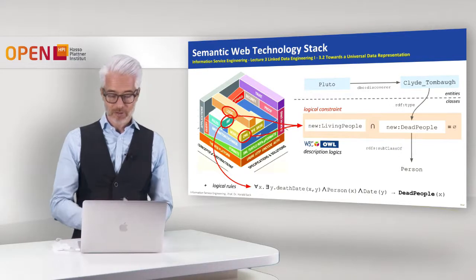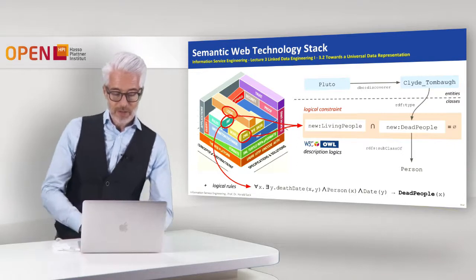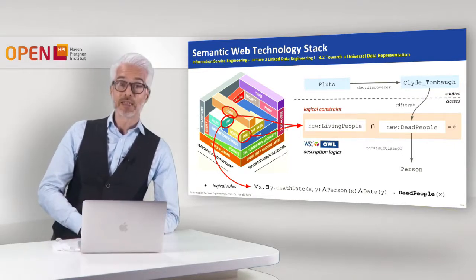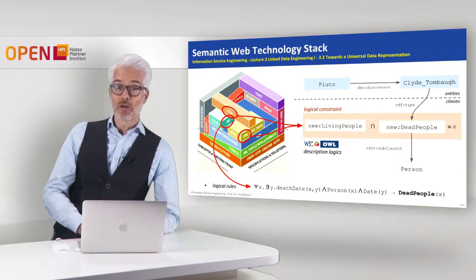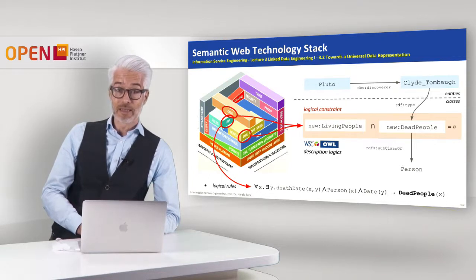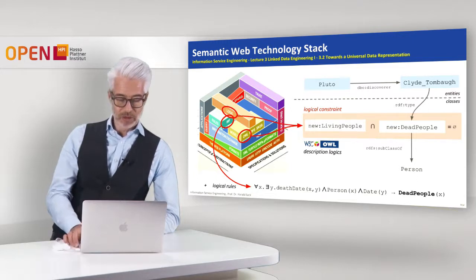You see an example of a logical rule like that, for example, here in the last line. Here this rule says, for all x, and there exists a y, for all x who have a death date y, and x is a person and y is a date, then x belongs to the class of dead people. So this is a rule which defines who is dead, which means if you have a death date and this is a date and you are a person, then you are among the class of dead people. As simple as that. So this is an example of the other upper layers of the semantic web technology stack.